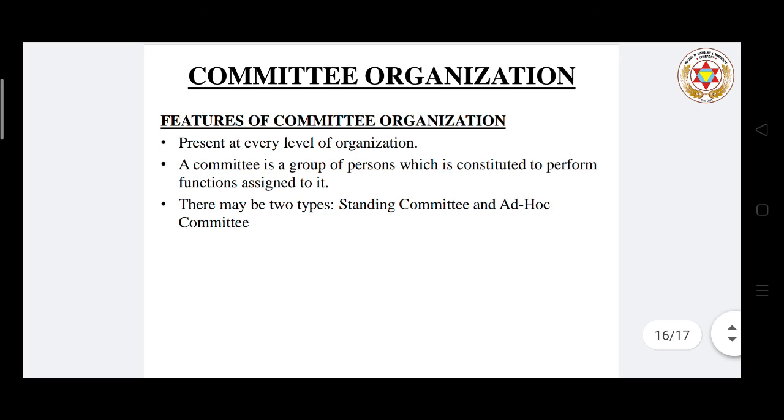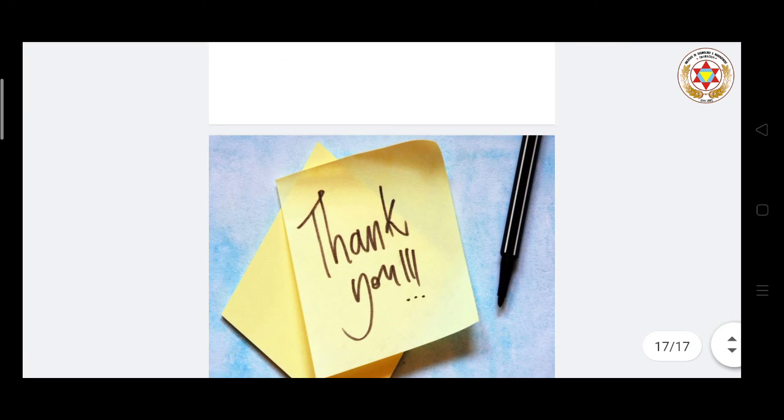But the demerits of committee is that it is very highly costly. There is indecision. The decision could be slow also, and it could avoid responsibility, and there could be misuse of committee also. That's all in this slide.